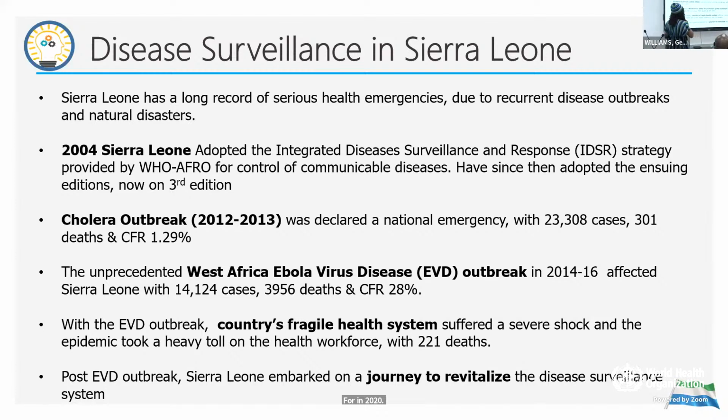In 2012, there was a cholera outbreak that was declared a national emergency in Sierra Leone, followed by the Ebola virus in 2014. After the Ebola virus, the country's health system suffered a severe shock. Because of this, it took a heavy toll on the health workforce, which suffered about 221 deaths. And after the Ebola outbreak, Sierra Leone embarked on a journey to revitalize the disease surveillance system.